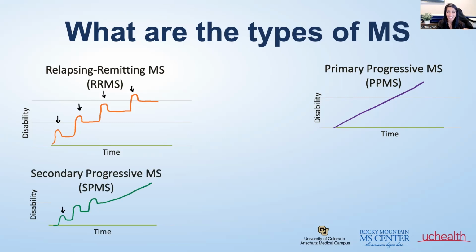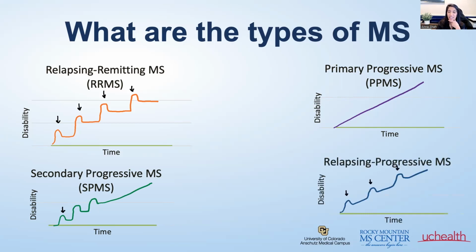Now, secondary progressive is a combination of the two, where an individual starts off by having these relapses with some sort of partial to complete remission, and then at some point in time, they transition into this progressive component. And then there's relapsing progressive MS.